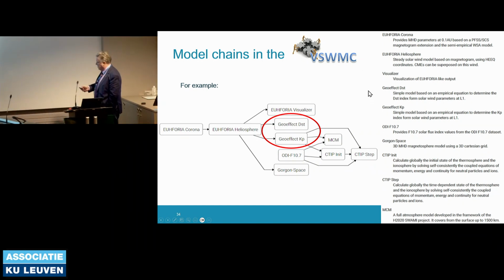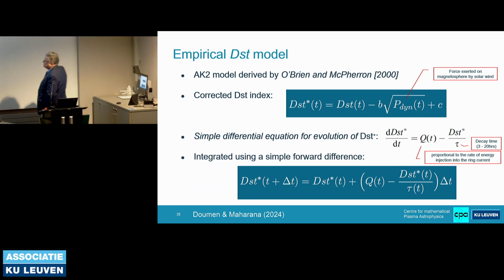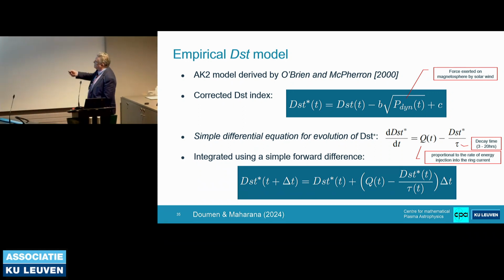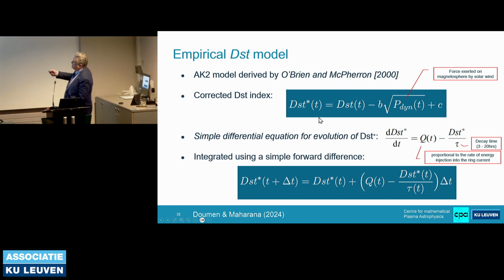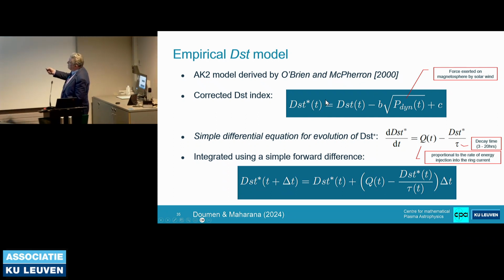Very simple empirical models. And the empirical Dst model is the model from O'Brien and McPherron from 2000. This is a corrected Dst index, with this term depending on the force exerted on the magnetosphere by the solar wind, the dynamic pressure of the solar wind, and another correction term. And so they have a very simple differential equation to describe the evolution of this corrected Dst index. Here Q is proportional to the rate of energy injection into the ring current, which is very important for the Dst, as I mentioned before.